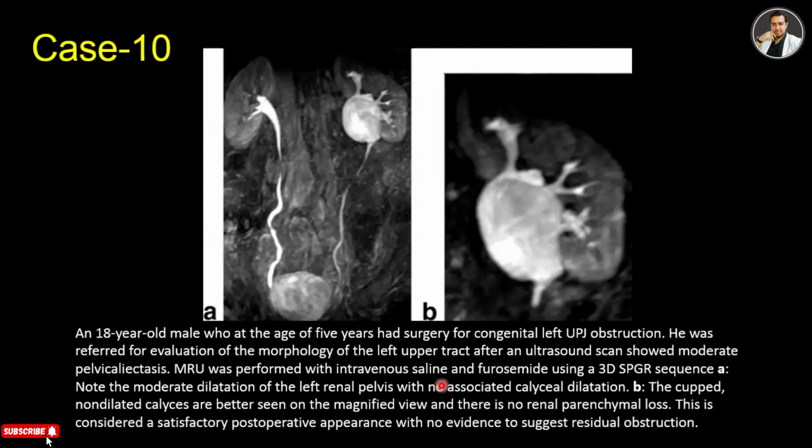MRU was performed with intravenous saline and furosemide using a 3D SPGR sequence. And note the moderate dilatation of the left renal pelvis. So this is the dilatation of the left renal pelvis with no associated calyceal dilatation. So calyces are not dilated, only the renal pelvis, and the cupped non-dilated calyces are better seen on the magnified view, and there is no renal parenchymal loss. So this is a magnified view, and you can see the calyces are okay, but only the renal pelvis is dilated, and this is considered a satisfactory post-operative appearance with no evidence to suggest residual obstruction.